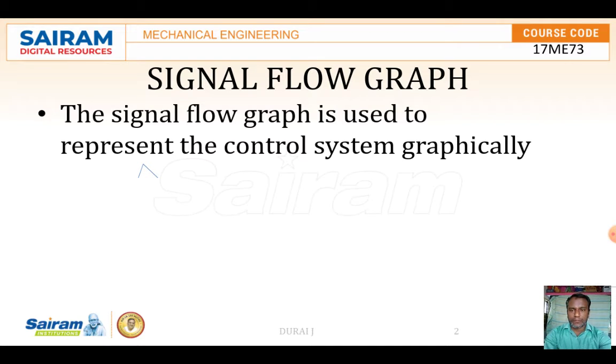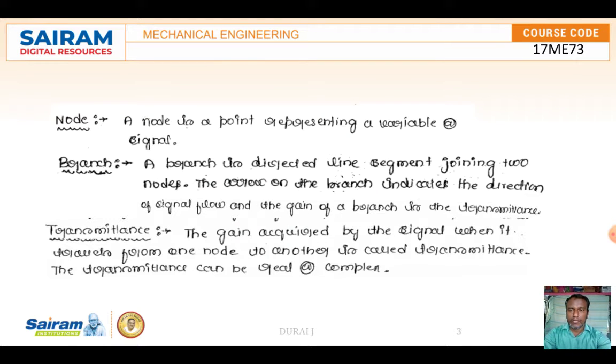So the graphical representation of the system is signal flow graphs. Normally here we are going to discuss some of the points about nodes as well as branch transmittance.